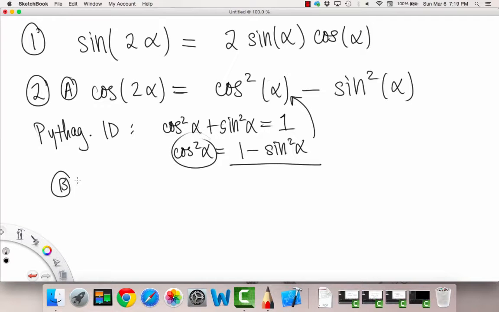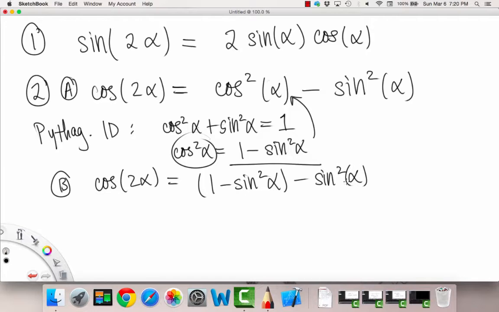So form B of identity number 2 could be cosine of 2 alpha is equal to, and now for the cosine squared, I'm going to plug in 1 minus sine squared alpha, minus another sine squared alpha from the identity there. So this will just turn into 1 minus 2 sine squared alpha. Okay, so this is just version B of identity number 2. We could also do it the other way as well.